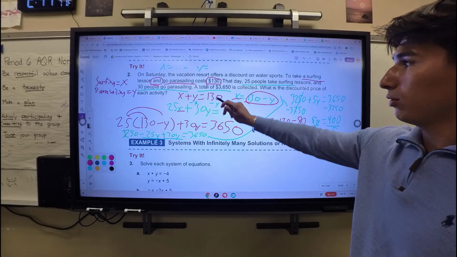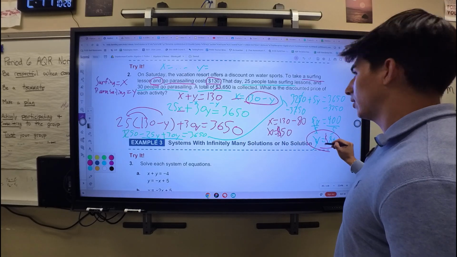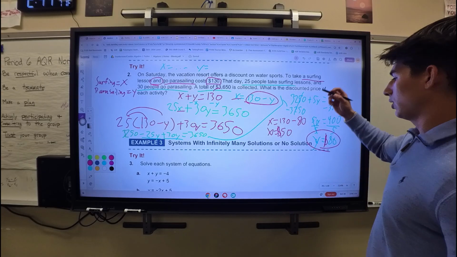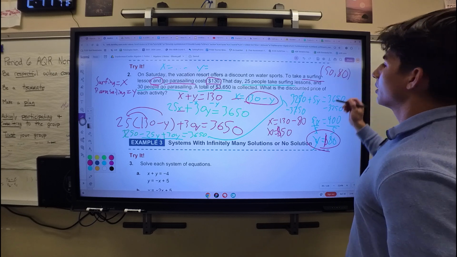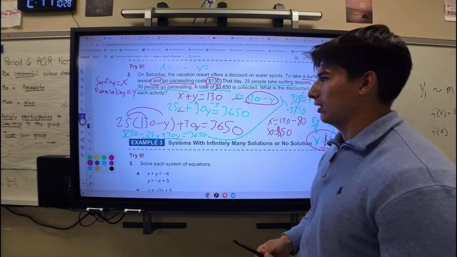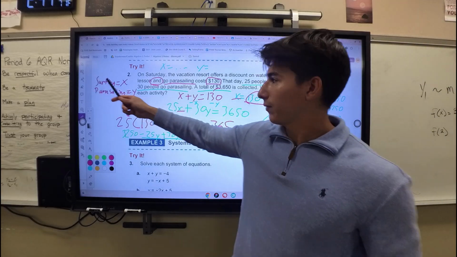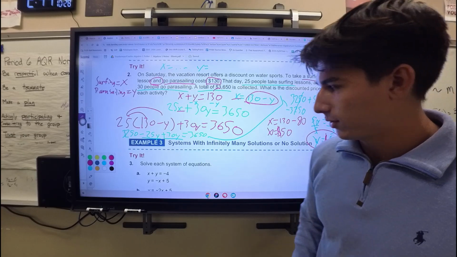And it's important to remember, we're talking about dollars. So this is $50 and $80. And so technically our solution would be 50, 80, but it's asking us for the discounted price of each activity. And so we know 50 is X, which is the price of surfing, and 80 is Y, which is the price of parasailing. So those are our prices.